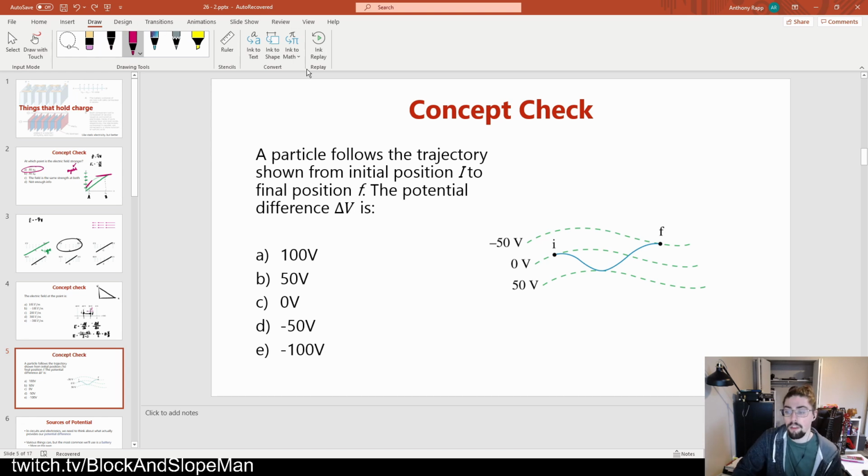I could take a path that goes like this, circles around, and gets to my final point. I could take another path that goes in some other crazy direction. It does not matter. The only thing that matters is the difference between our final and our initial. And in a case like this, we end at negative 50, we start at 0, final minus initial should land us at negative 50 volts for this one.